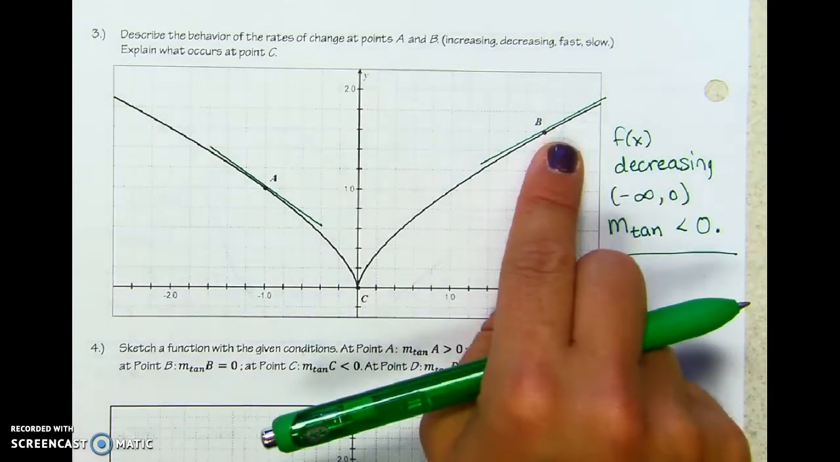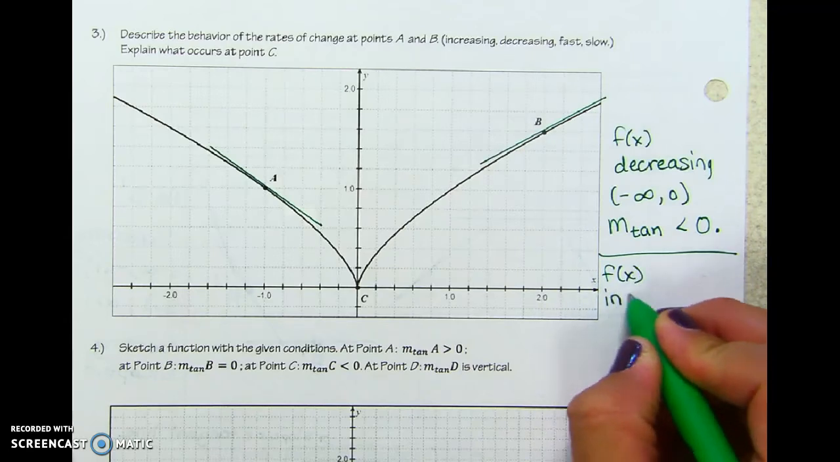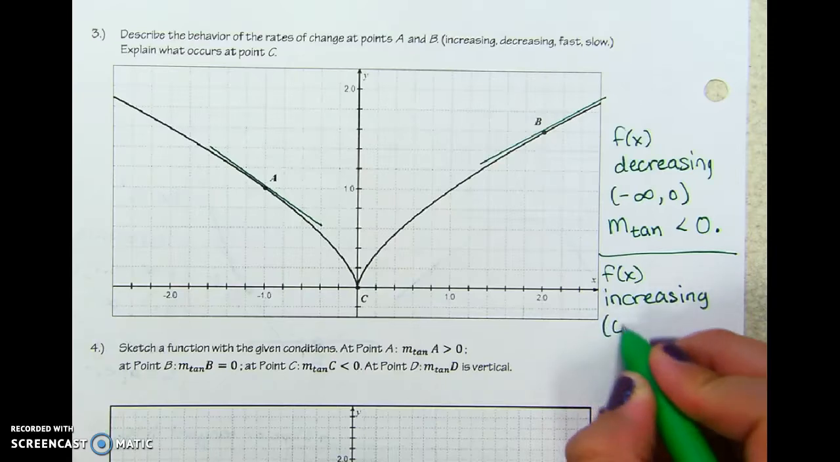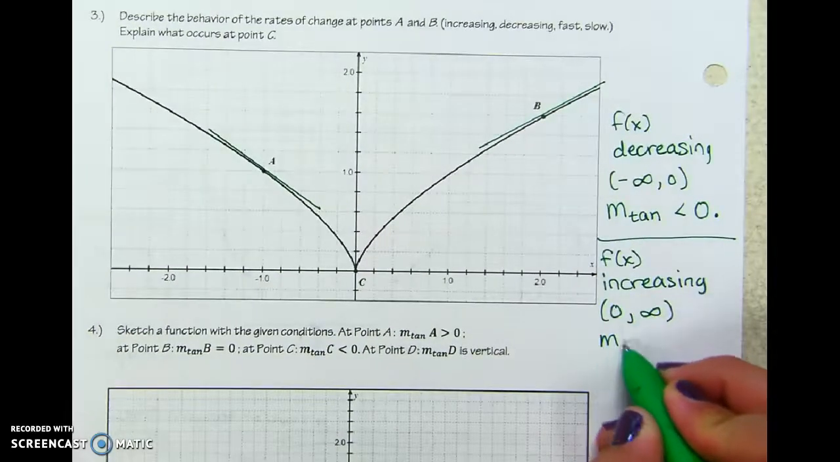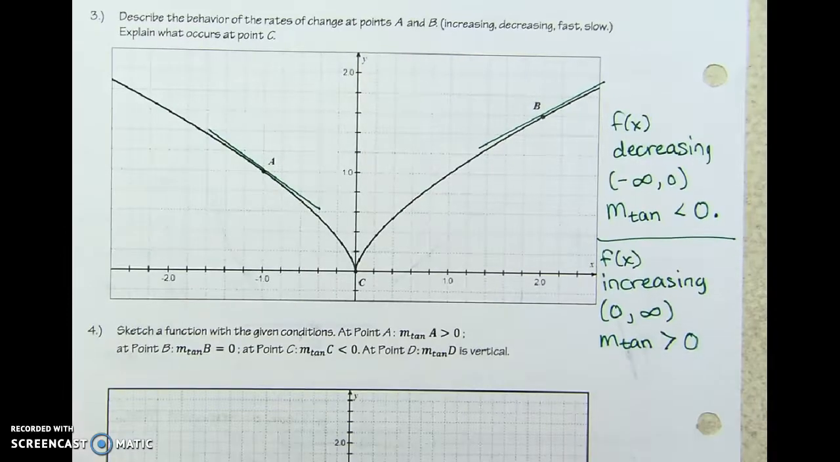Now let's rewrite it for this piece. If your function is increasing, which in this example it's increasing from 0 to positive infinity, then the slope of the tangent lines will be positive.